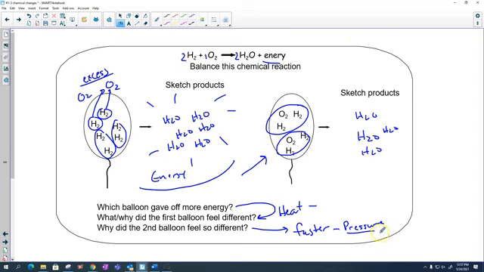And just look at the amount of time it takes for this one to explode versus this one to explode. This is much faster, and therefore has a different effect. Either way, those are our products.